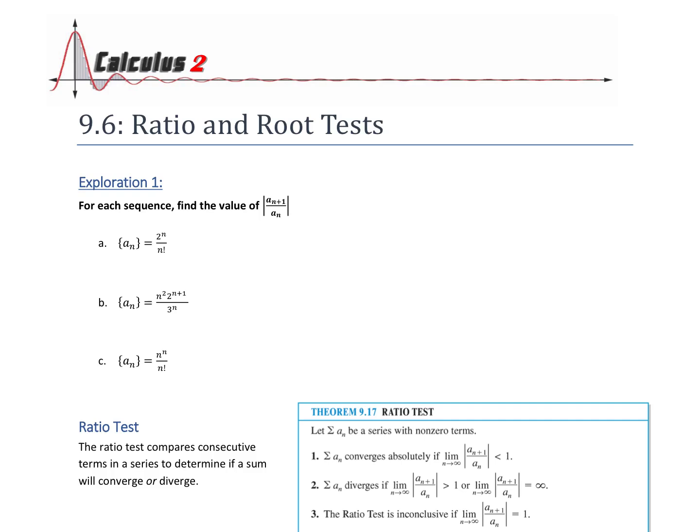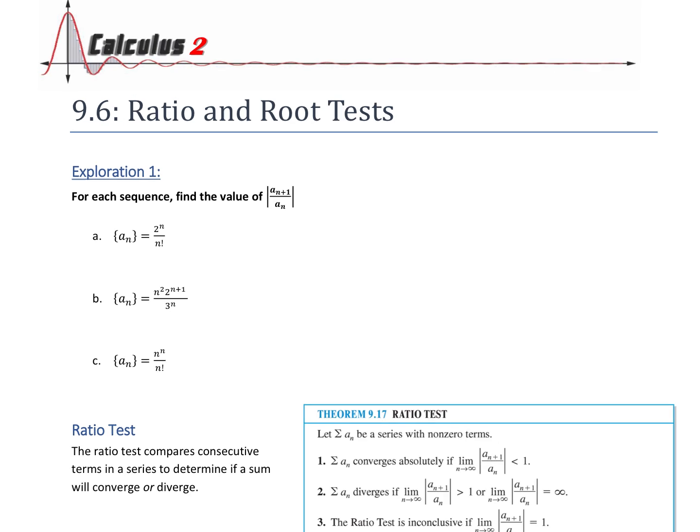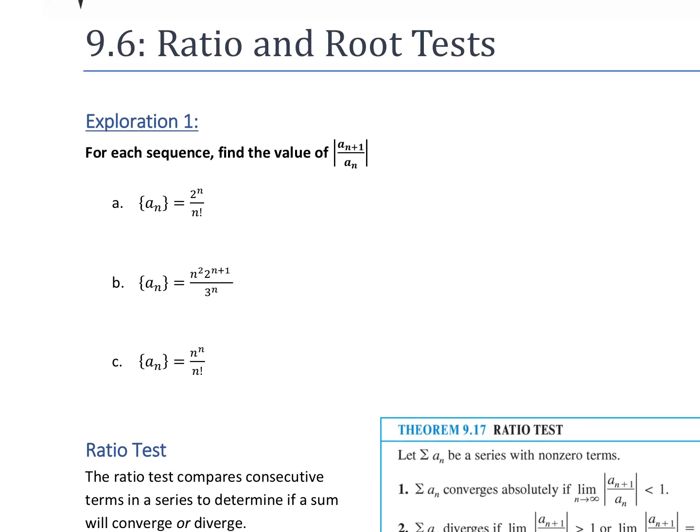So it's time for our last convergence test here. Now we have the ratio and the root test. So let's explore a little bit here. Now I've got some sequences here, and we want to find the value of a sub n plus 1 divided by a sub n. And we're going to take the absolute value of that. So let's see what we get.